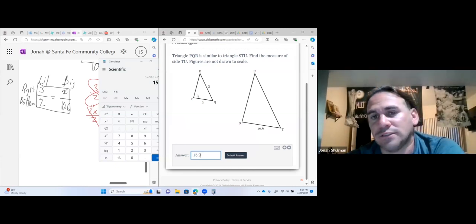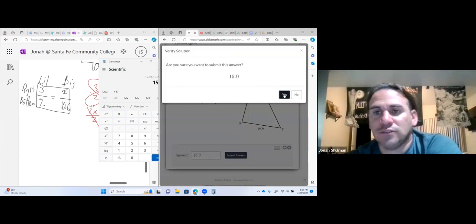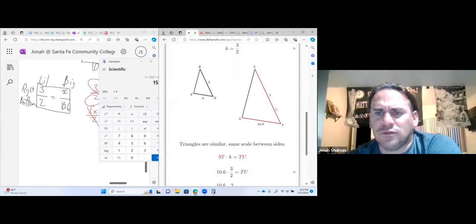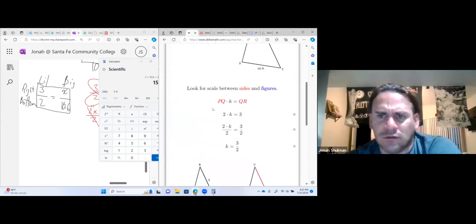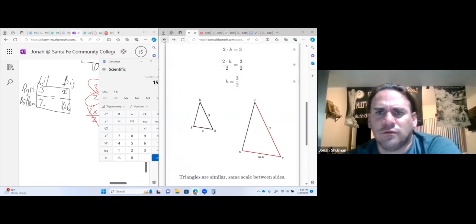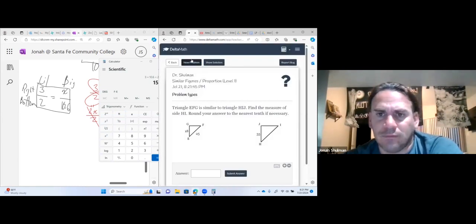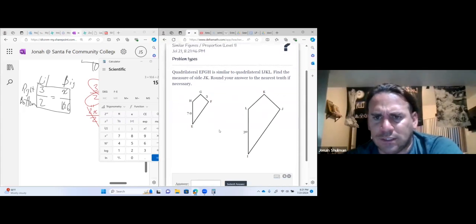Notice that they're not always drawn to scale. They look like they're acute scaling triangles. Ta-da! So they found the K. They found the scale factor first. All right, so I did the proportion last time. Oh, sorry, I guess I hit it too fast.